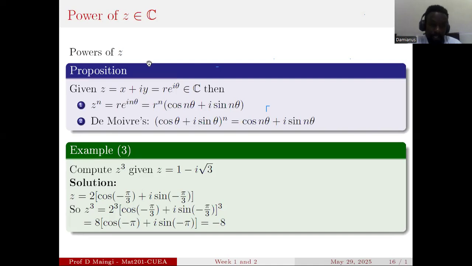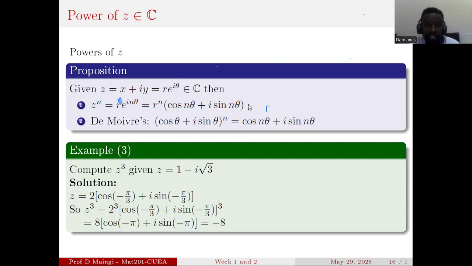Let me write with a different pen. So this is supposed to be power n. Oh, no, this is too fast. Sorry. Okay, so this is power n. You see, z^n will be r raised to power n times this e^(iθ) raised to power n, which is e^(inθ). So r^n times (cos nθ + i sin nθ).